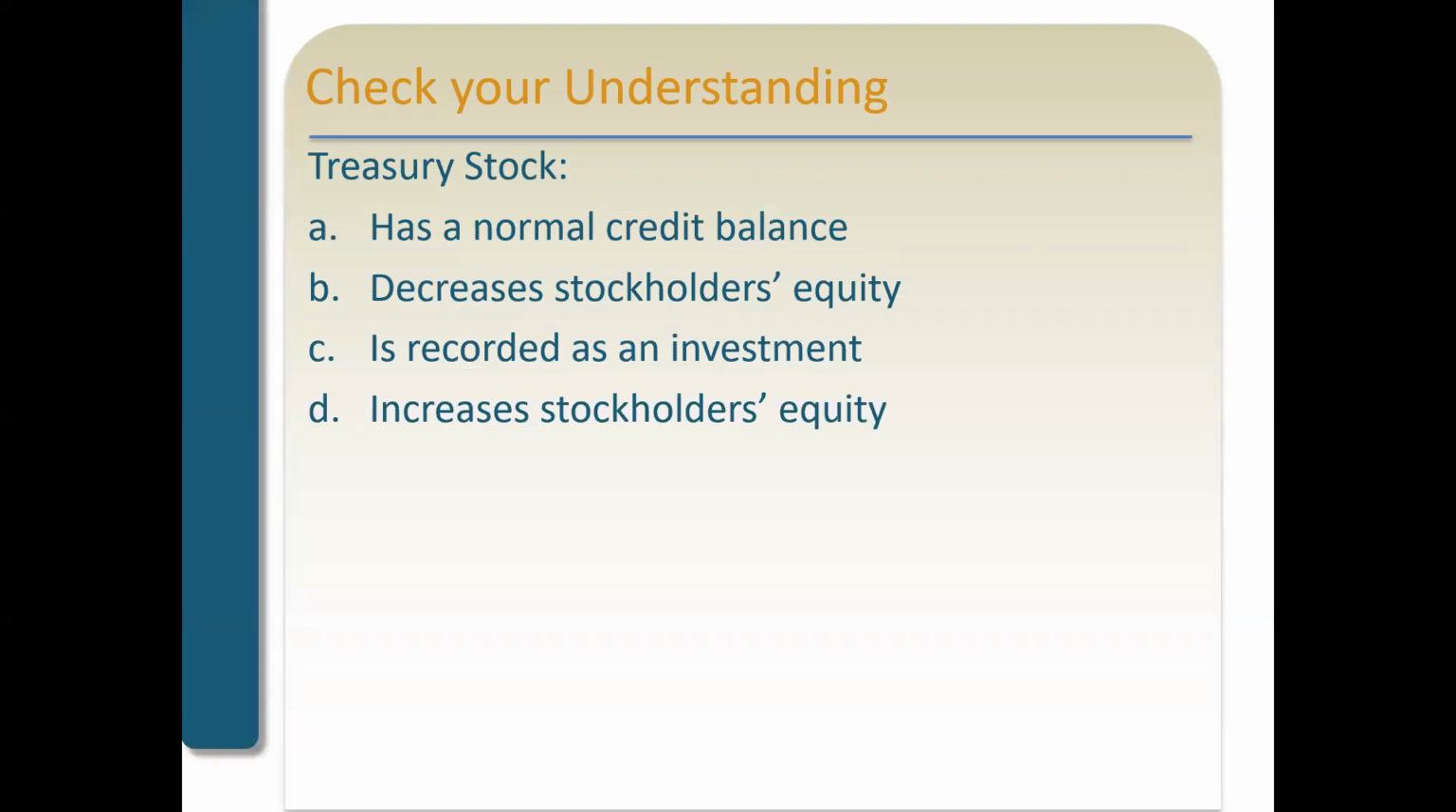Treasury stock has A, a normal credit balance. B, decreases stockholders' equity. C, is recorded as an investment. Or D, increases stockholders' equity. What do you guys think?